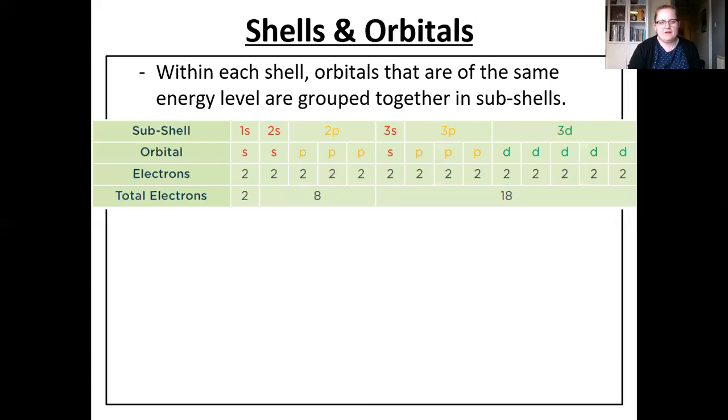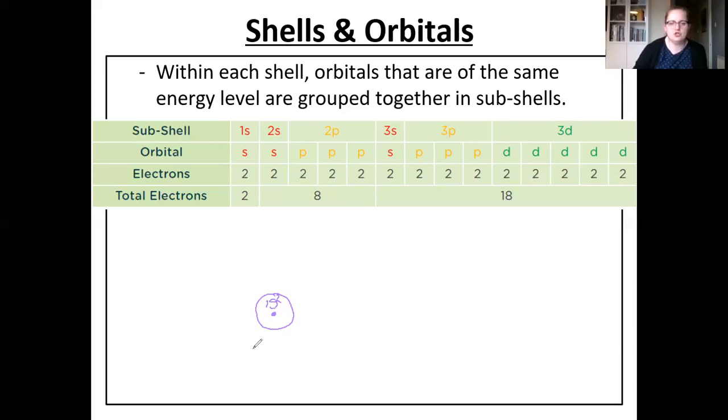So shells and orbitals. This is where we start to break it down. So within each shell, so if I draw a shell on here, let's say here's my nucleus. So here's our first shell. That's our energy shell, energy level 1. So within each shell, orbitals that are the same energy level are grouped together in subshells. So energy level 1, shell 1, we already know shell 1 can only hold 2 electrons. So it's only made up of s orbitals. So energy level 1 will have an s orbital, and we know it can only hold a total of 2.